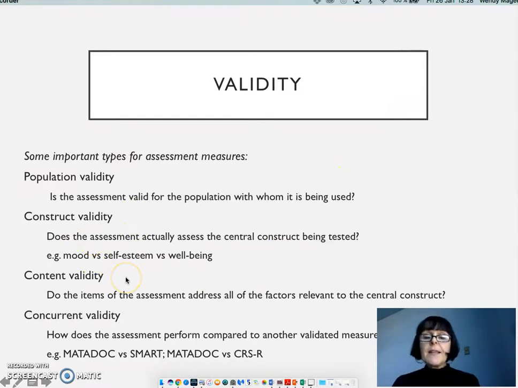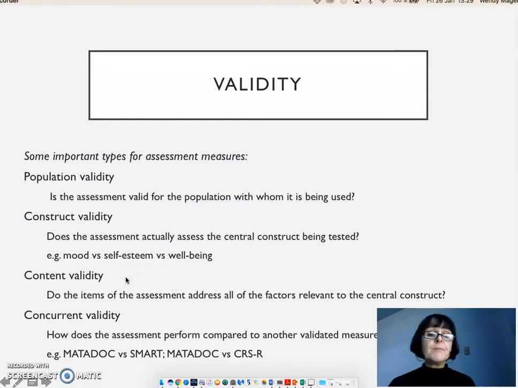The second type of validity you might think about is construct validity. And this talks about, does the assessment actually assess the central construct that you are looking at? A way of explaining this in a little more detail is, the concepts of mood, self-esteem, well-being, emotional states, we tend to, in clinical work, use those a little bit interchangeably. However, when you're talking about assessment measures, these are quite specific psychological constructs, and you want to make sure that the measure you are using actually is valid for that particular construct.